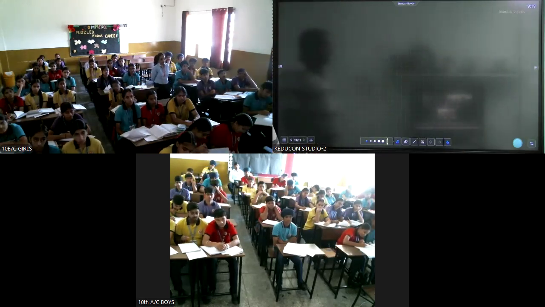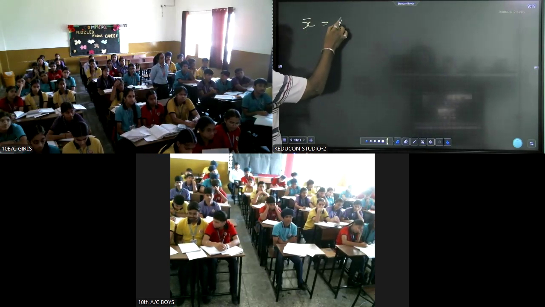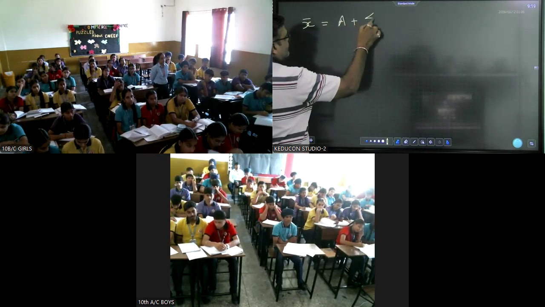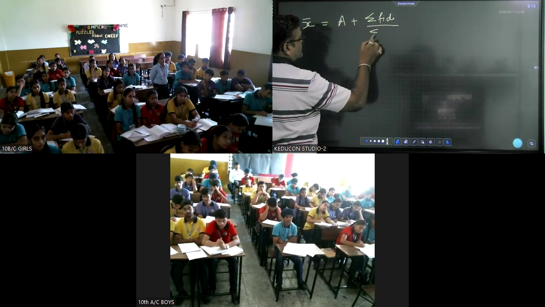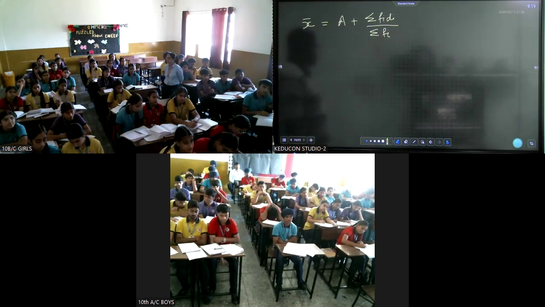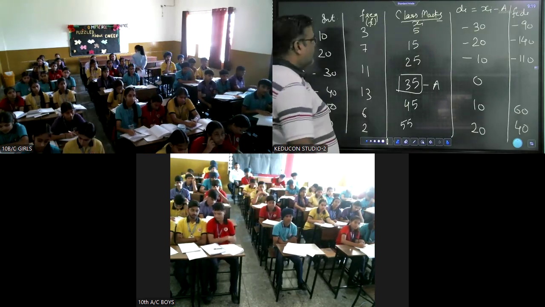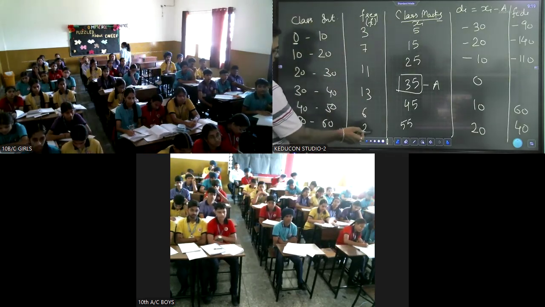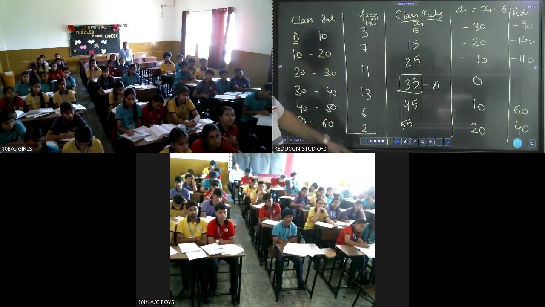Now you have this formula. Just have a look at the formula. The formula is mean is equal to assumed mean plus summation fi di upon summation fi. This is the formula, students. Now, what is the summation fi? Summation fi is your total frequency. Please tell me what is the total of this frequency.